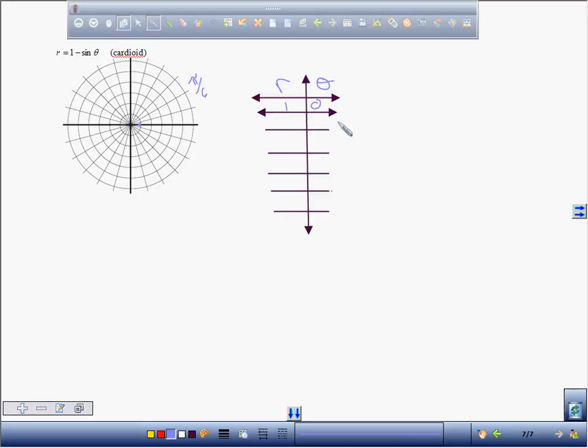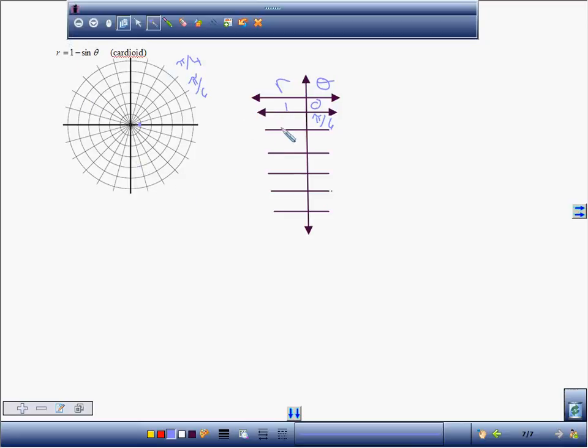Okay, so this is pi over 6. So I'm going to say that theta is equal to pi over 6. The one under pi over 6, is that pi over 12? Yeah, that's pi over 12, pi over 6, pi over 4. And so when I plug in pi over 6, anyone remember what sine of pi over 6 is? 1/2. So I get 1 minus 1/2. What's 1 minus 1/2? 1/2.